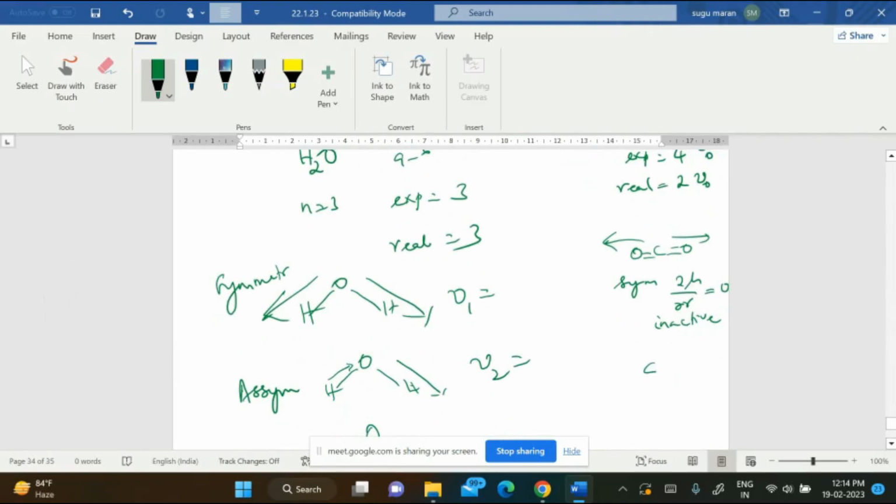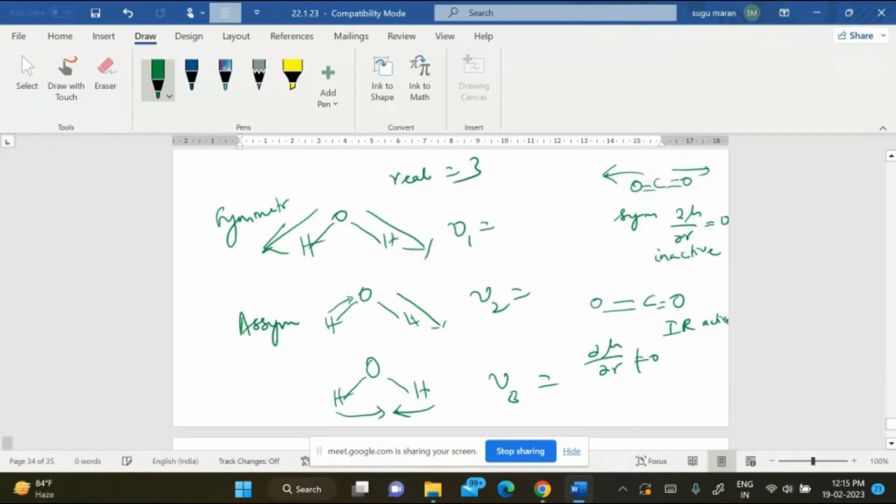For our fundamental, the asymmetric stretching, this is IR active. Why? Because ∂μ/∂r is not equal to 0. So therefore it is IR active.